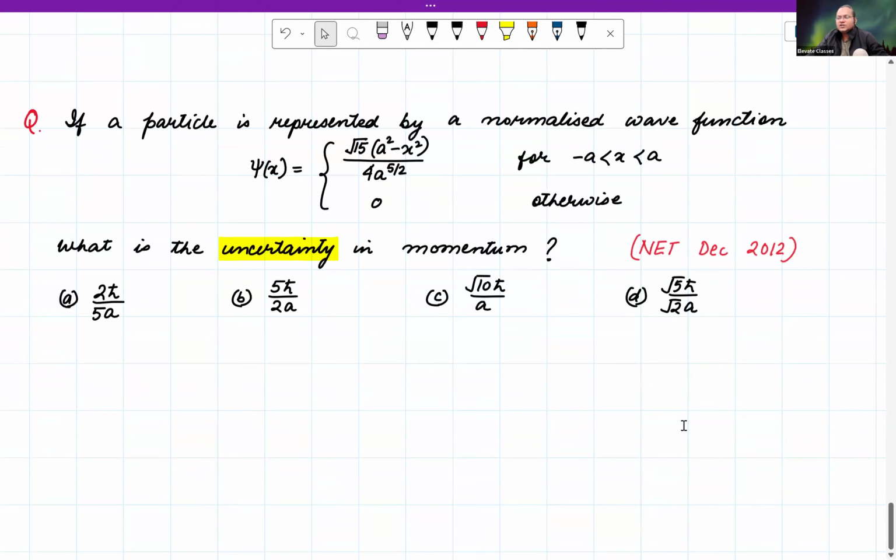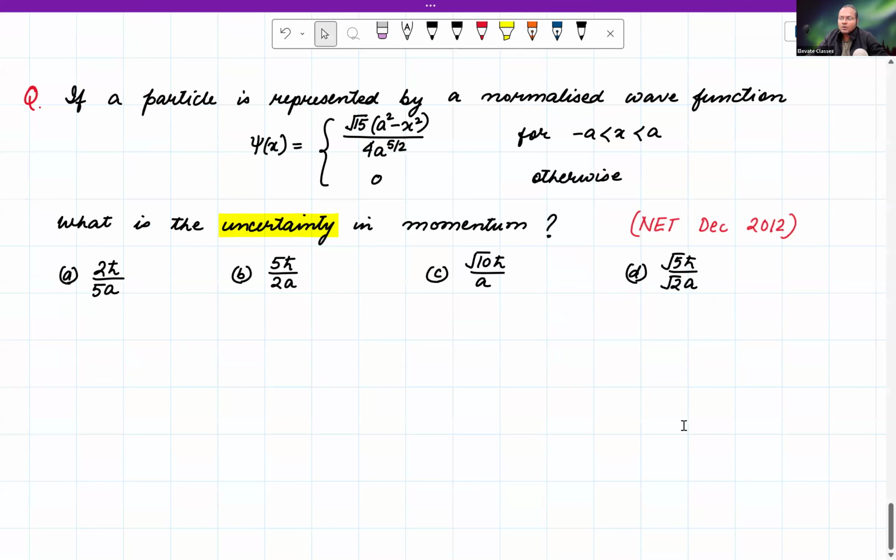So here they are asking you for momentum. So they have given you a normalized wave function and they are asking you to find out the uncertainty associated with momentum. एक बार ट्राई करके देखो. See if you can solve it.